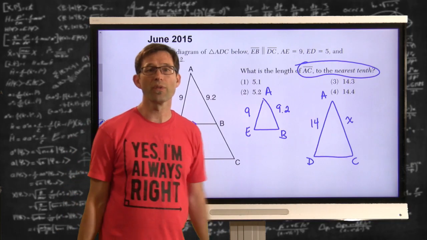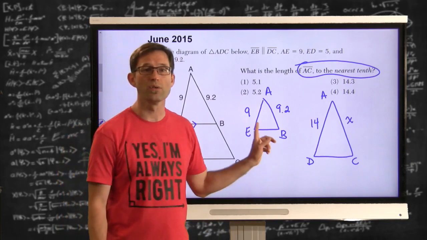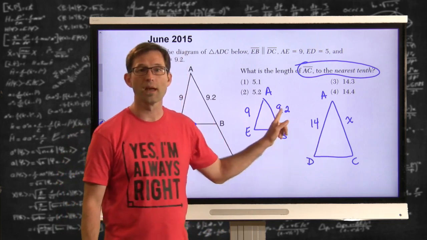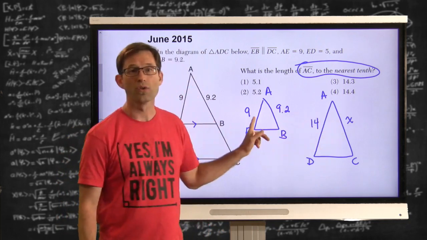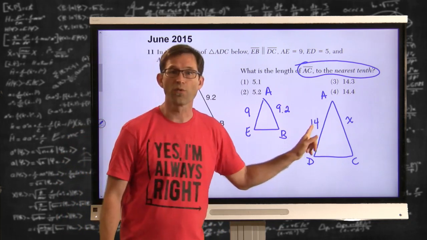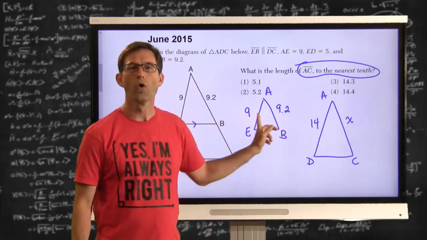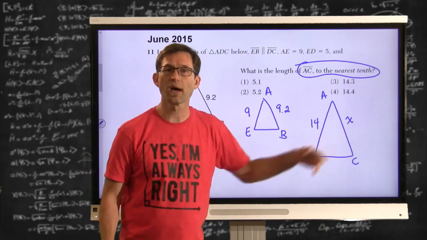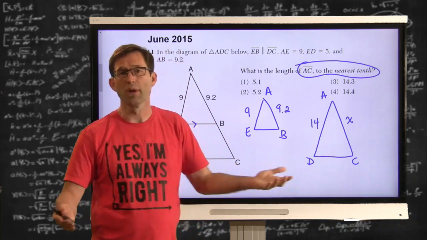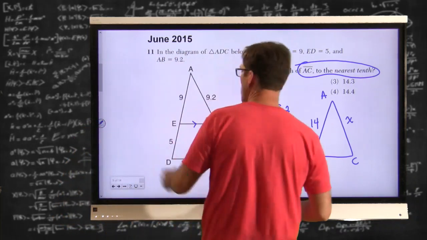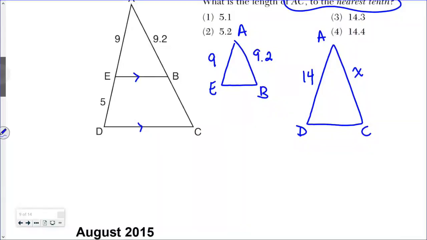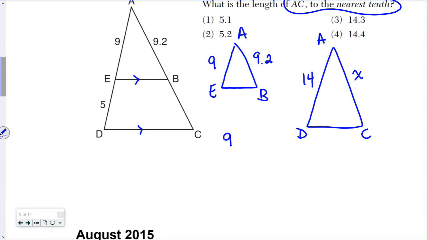And now here's the beautiful thing. You can set up a ratio in many different ways. You could do 9 divided by 14 is 9.2 divided by X. You could do 9 divided by 9.2 is 14 divided by X. That's that whole ratio of relatively positioned sides are equal. It's really all up to you, but it basically boils down to this. Let me go more classic: 9 divided by 14 is equal to 9.2 divided by X.